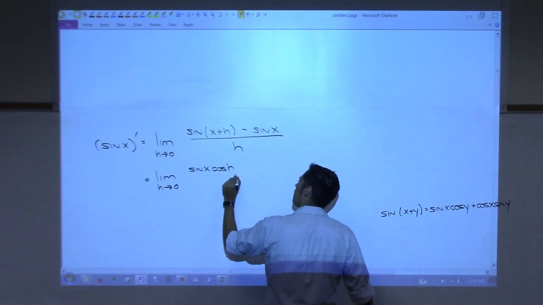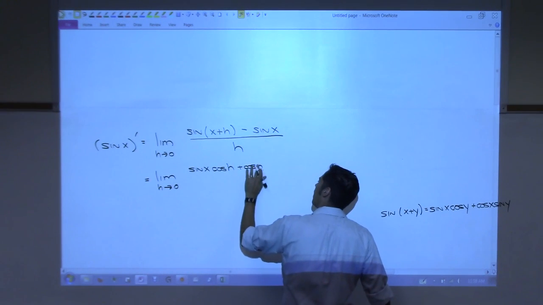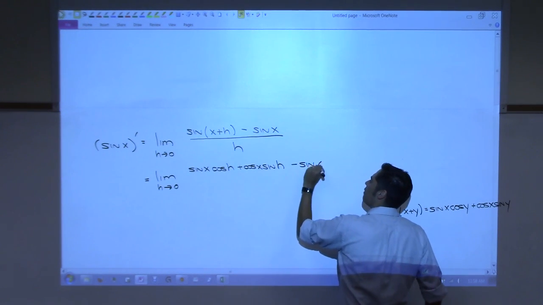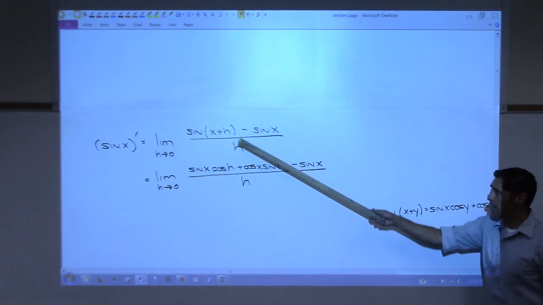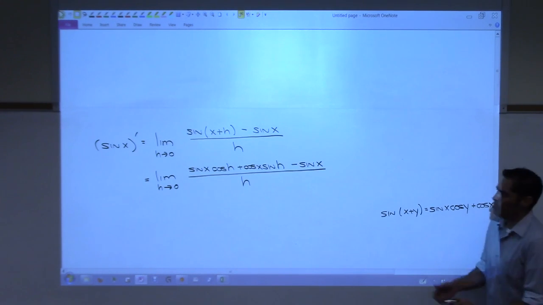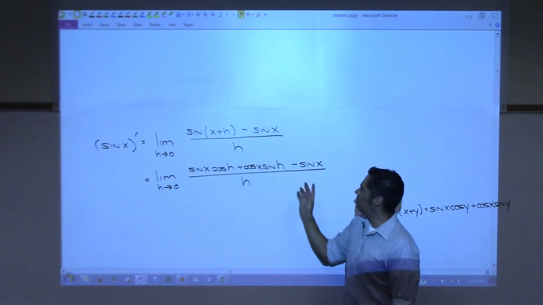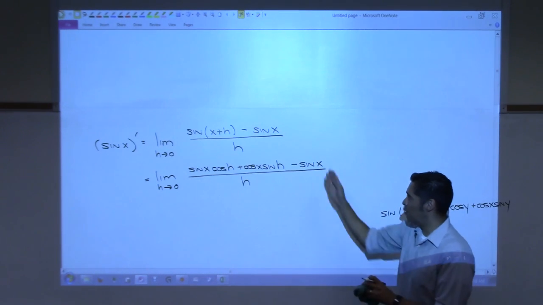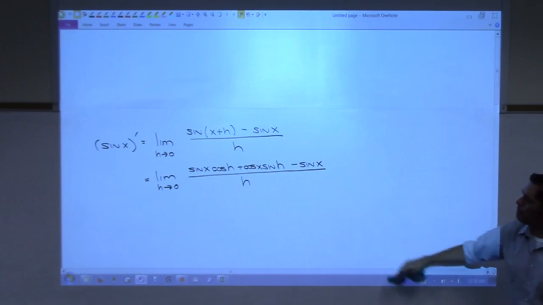cosine h plus cosine x sine h minus the sine x that was up there, all over h. Now that is the correct application of that formula, but did it actually allow me to do anything? I was hoping something would go away, because I don't like that. For some reason, that's what my brain wants, but it doesn't. It doesn't mean it's wrong.